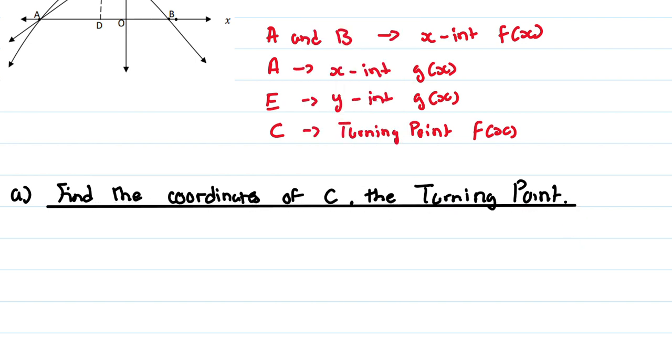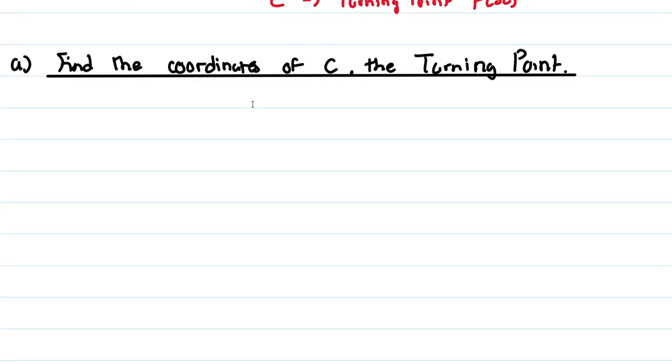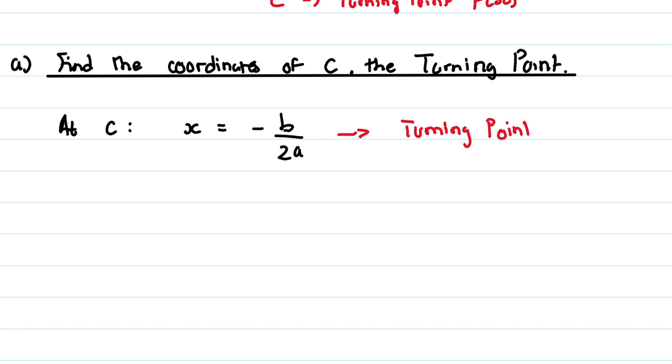Now, how are we going to do that? When we have to find the coordinates of a turning point of a parabolic function, what we have to do is use this equation. So we say at C, x is equal to negative b over 2a. We use this equation every time we have to find the turning point of a parabolic function. Now, we are already being given the b value and the a value.